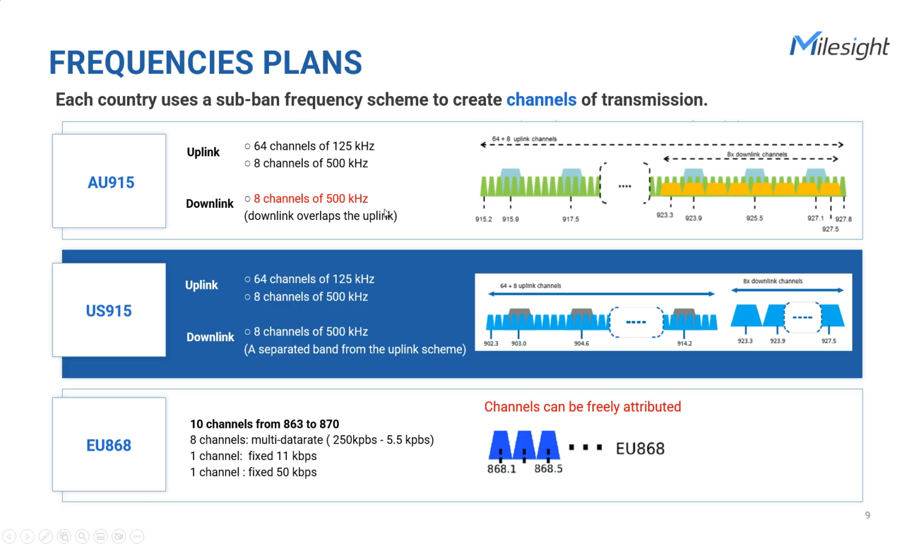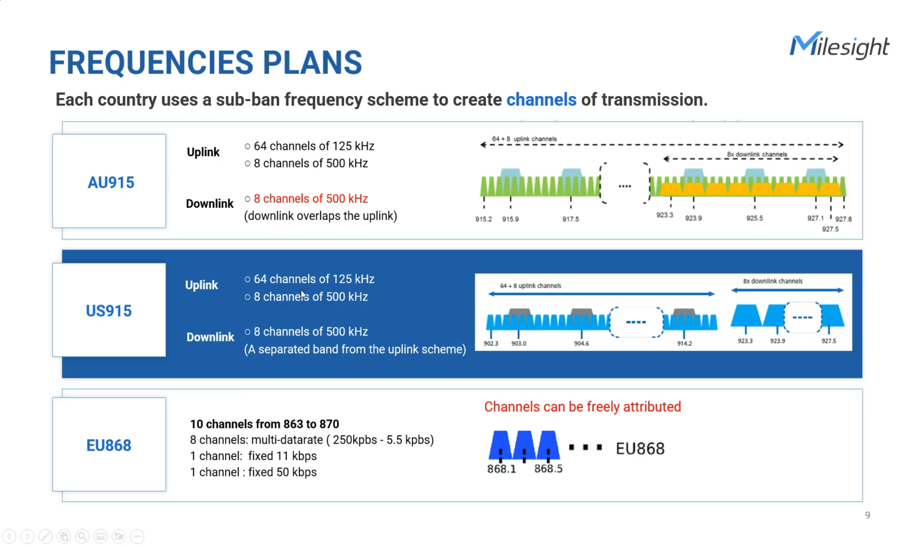And the AU915 is a band where there is a fixed number of channels, 64 channels for uplink, that are 125 kilohertz in bandwidth. And then there are 8 channels that are high-speed channels of 500 kilohertz, and then 500 kilohertz bandwidth again for downlink, so communication back to the end device. The United States and Australia have a similar channel scheme with 64 plus 8 uplink channels.